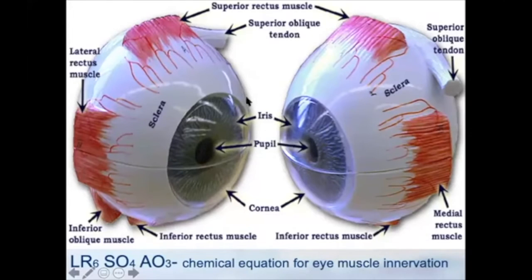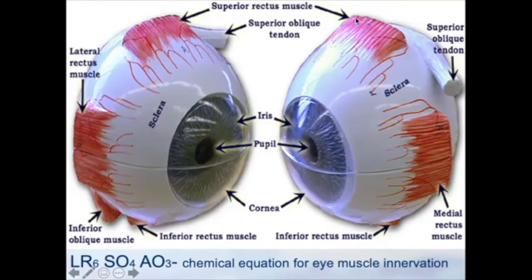All right. So now we're going to move on to the eyes. Now this little chemical equation down here may be helpful to you. You will have probably a multiple choice question that's going to ask something about which cranial nerve controls which muscle of the eye. This chemical equation I've used forever, and it's saved me many times on exams. But it's LR6SO4AO3. We're going to look at what that's talking about now.